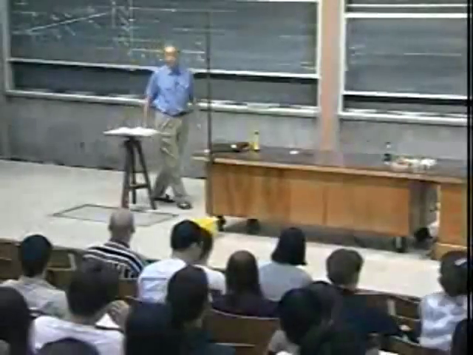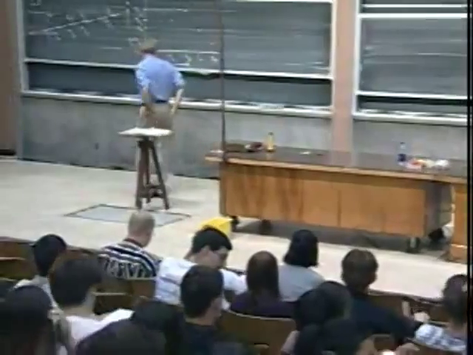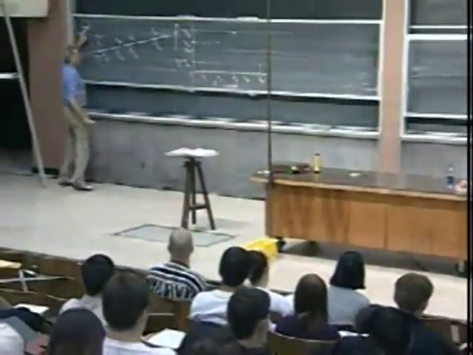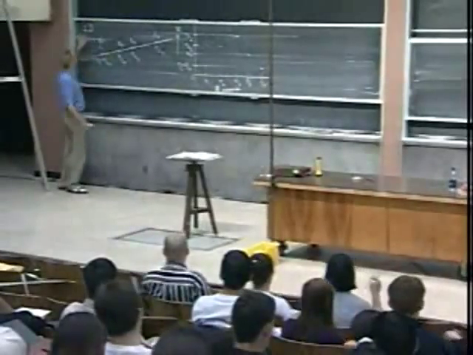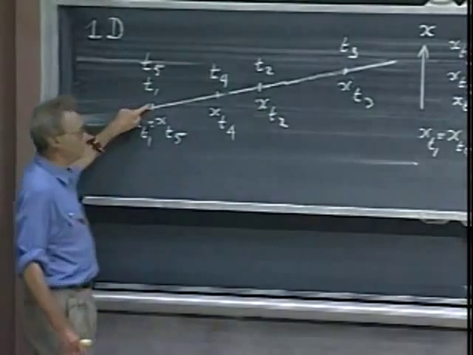We will discuss velocities and acceleration. I'll start with something simple. I have a motion of an object along a straight line. We call that one-dimensional motion. And I'll tell you that the object is here at time t1.